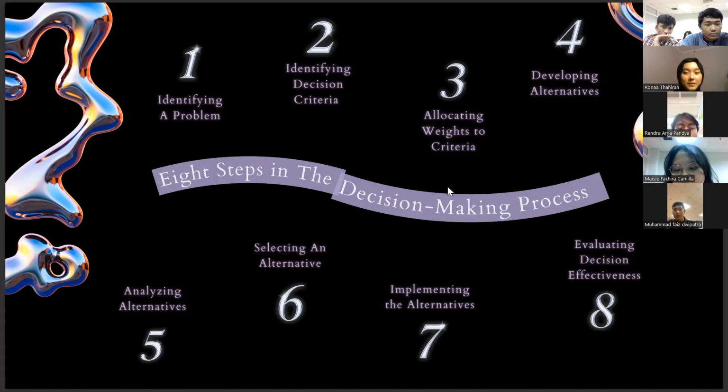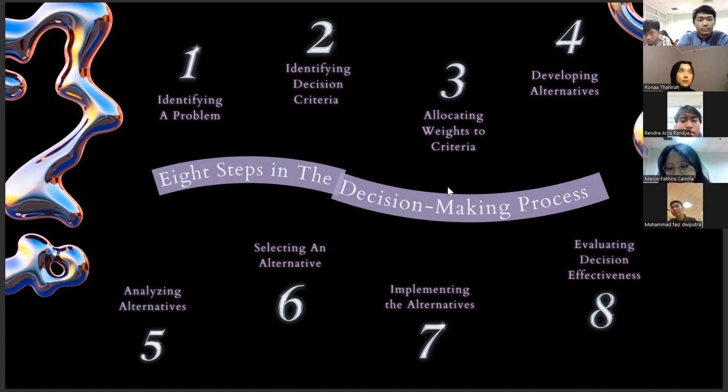For example, Shasha is a very busy person. Every day she has to attend meetings everywhere and anytime. So she needs some new headphones to support her meetings. And the second is identify criteria.